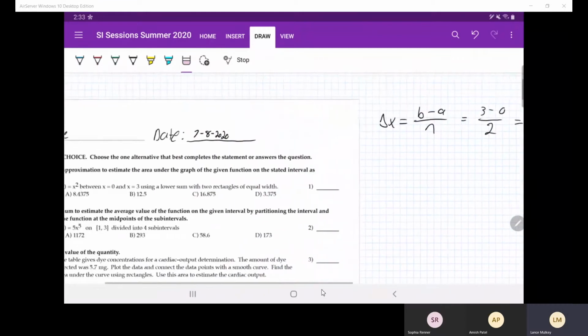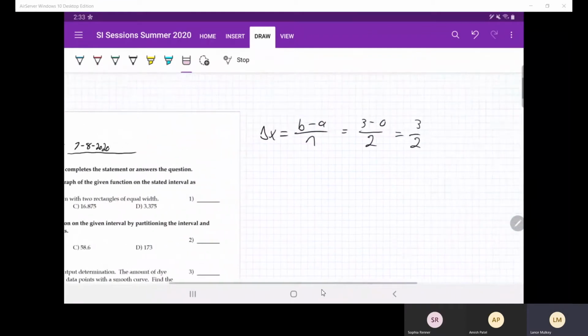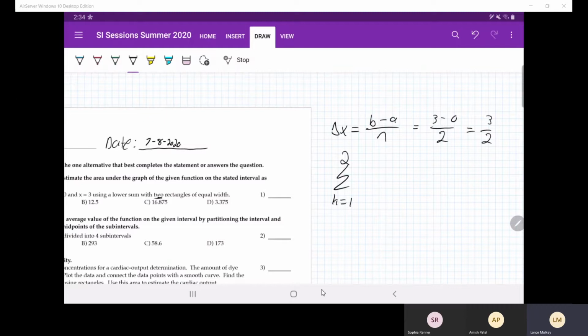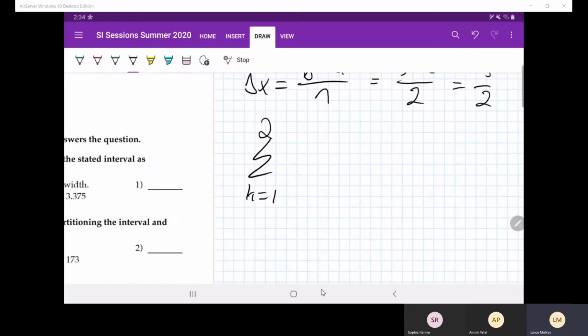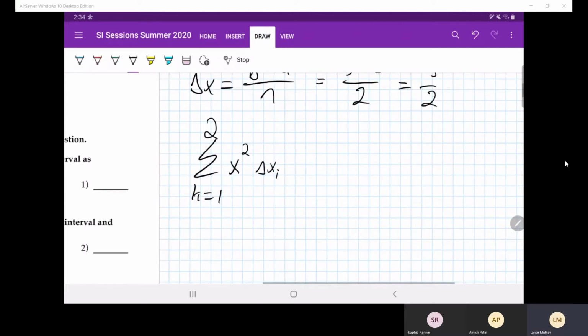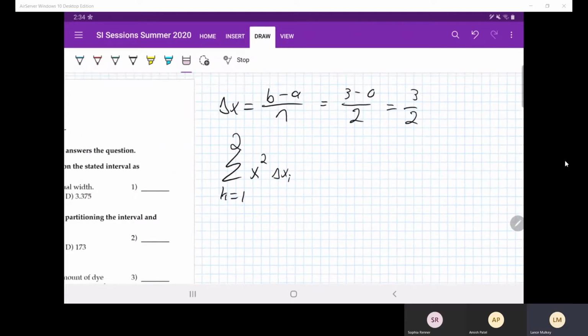I don't know if this is how he really taught it, but this is how I usually like to do it. So now you have the summation from k equals 1 to 2, because you want two rectangles. It says it right here, 2. Of x squared, right? And then you have x squared and delta x. But actually, no, i is for something different.